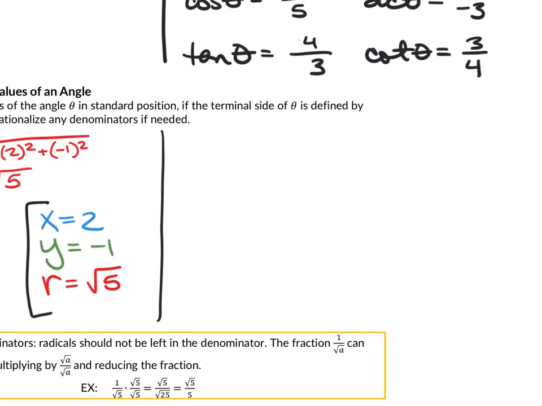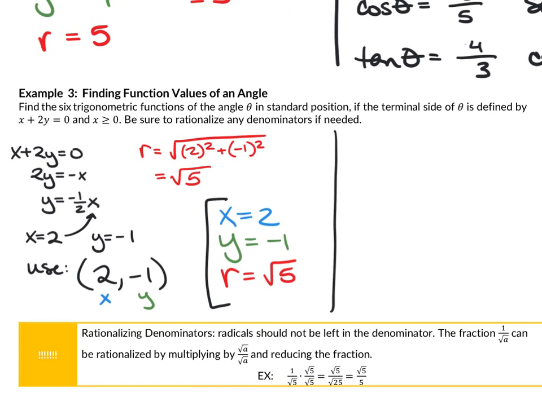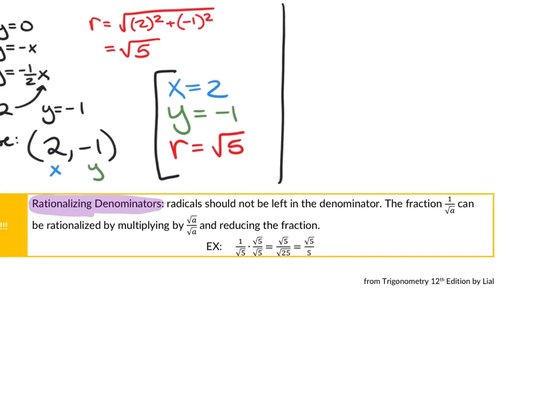Now this question does say that we will need to rationalize any denominators if needed. So we're going to cut down here for a second to make sure we know what that means. You are not allowed to leave radicals in the denominator. Some textbooks allow you to. We are not doing that. So here's what we do to get rid of it. It says radicals should not be left in the denominator.